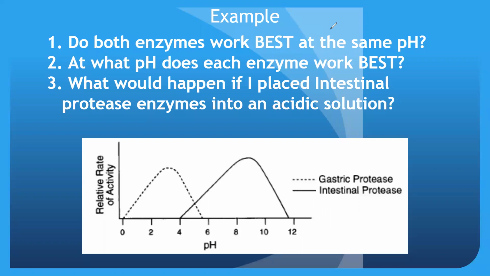So let's do this one together. Let's look at pH. Do both enzymes work best at the same pH? Let's look at this graph really quick to make sure we understand what this graph is. Here's our x-axis, which is our independent variable. And here's our y-axis, which is our dependent variable. And so this graph is basically telling us the rate of activity, so how well the enzyme is breaking down its molecules or building its molecules based on the type of pH that it's in, or based on the acidity of the solution that it's in.